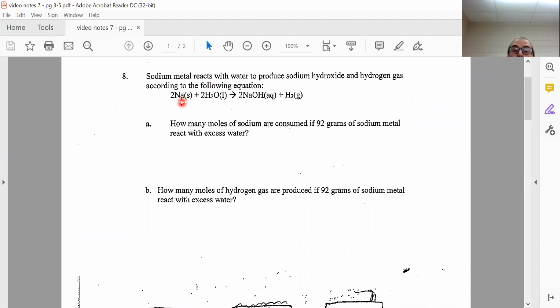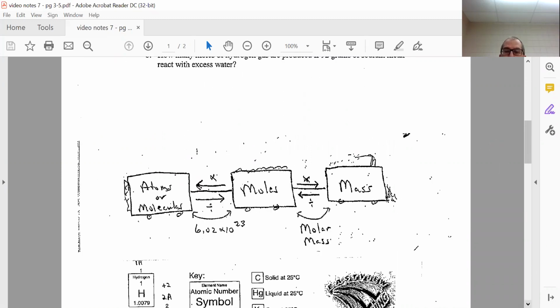Sodium metal reacts with H2O to form NaOH and hydrogen gas. So if you put sodium metal in water, it actually gives off hydrogen gas. All right, how many moles of sodium are consumed if 92 grams of sodium metal react? This looks like a review of what we did before. This looks like it is a mole train problem.